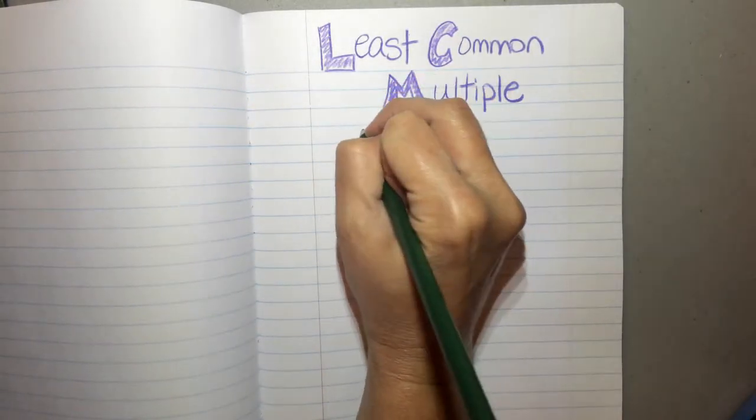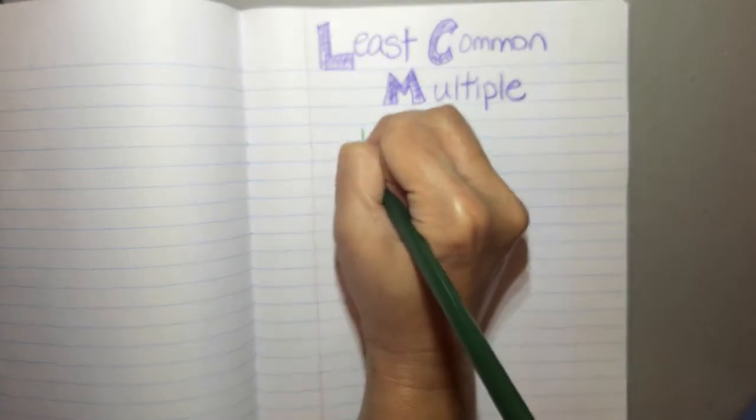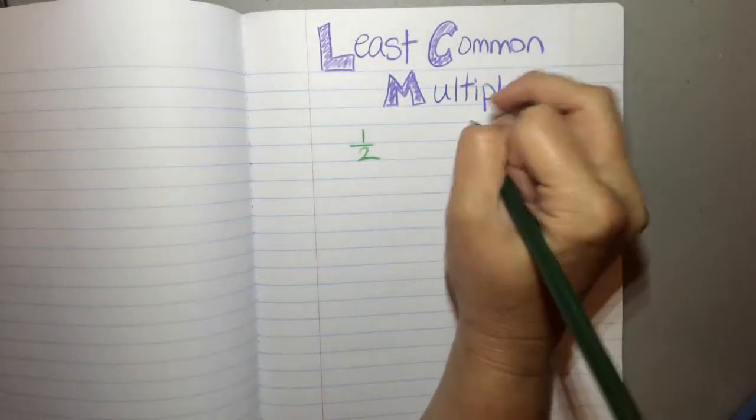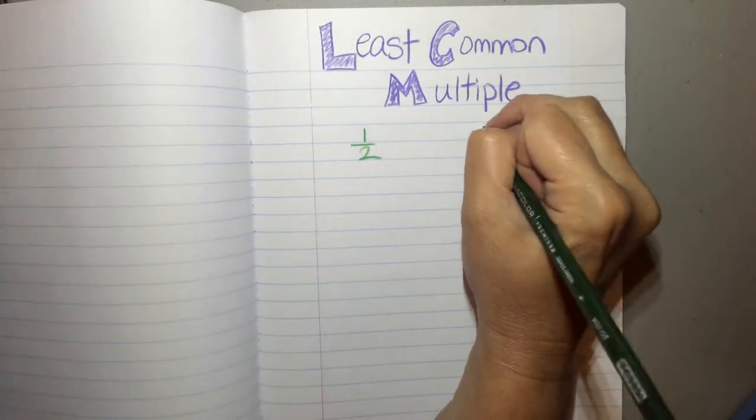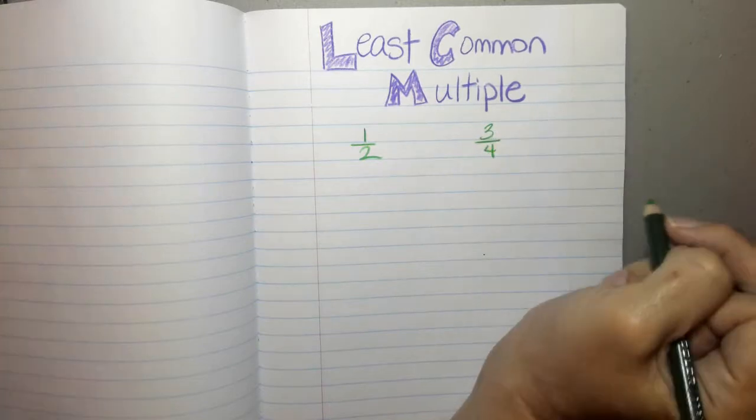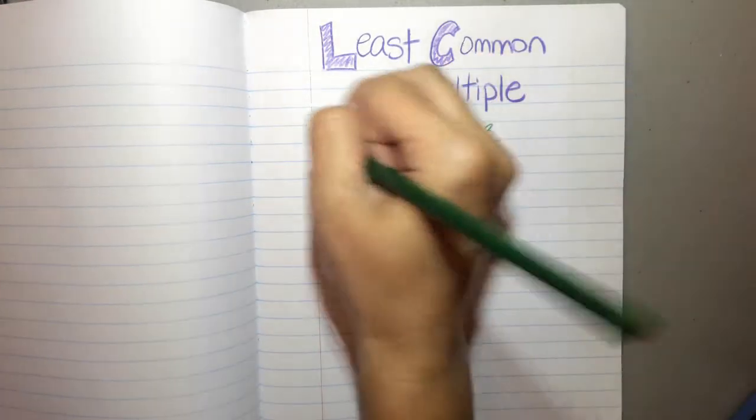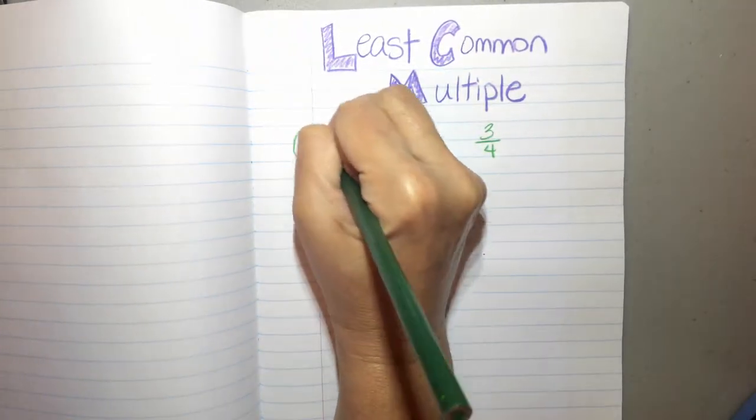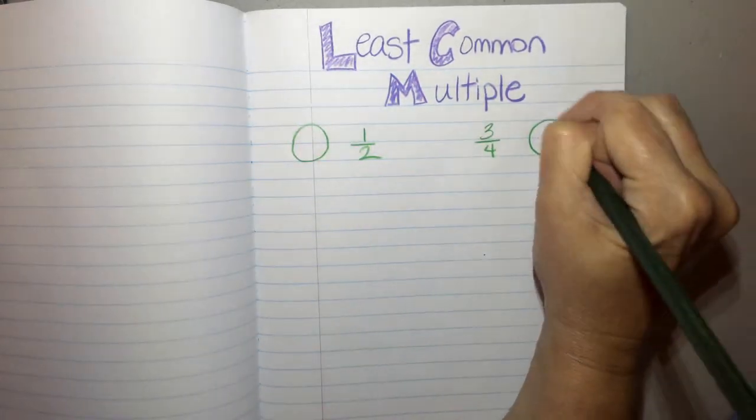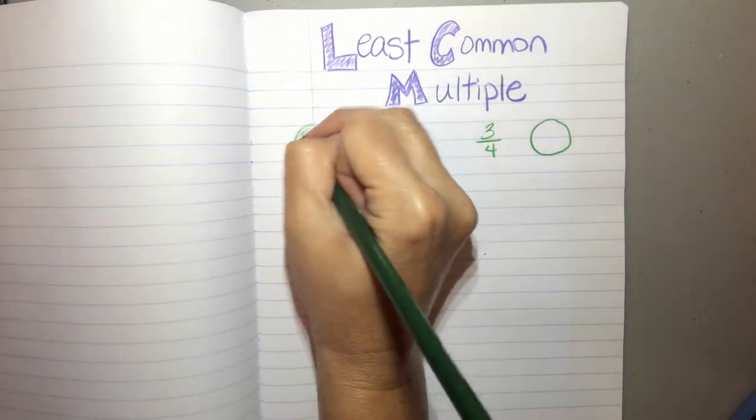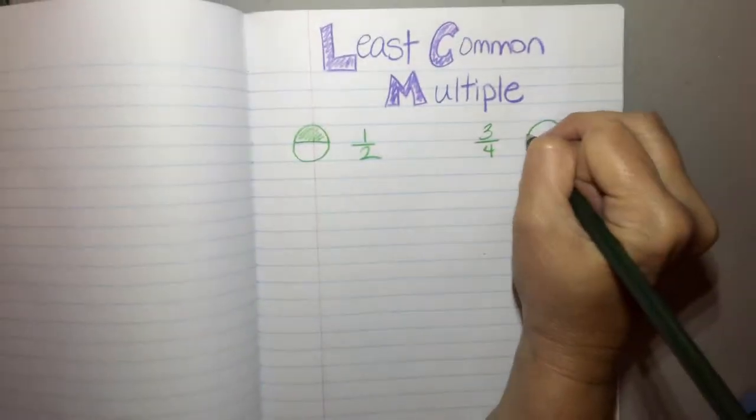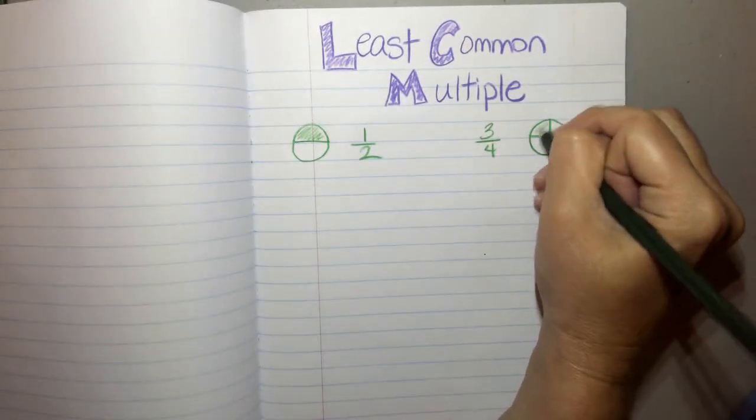So let's say you have a number like 1/2 and 3/4, okay? And I want a common multiple, okay? And this one I'm going to include some visuals with. So 1/2 and 3/4.